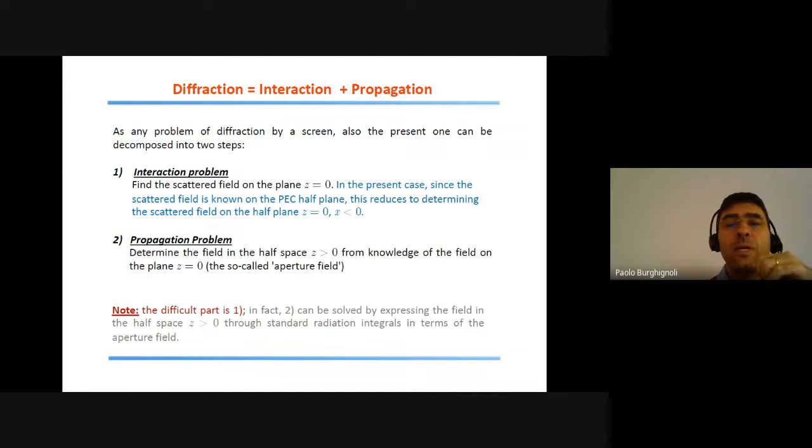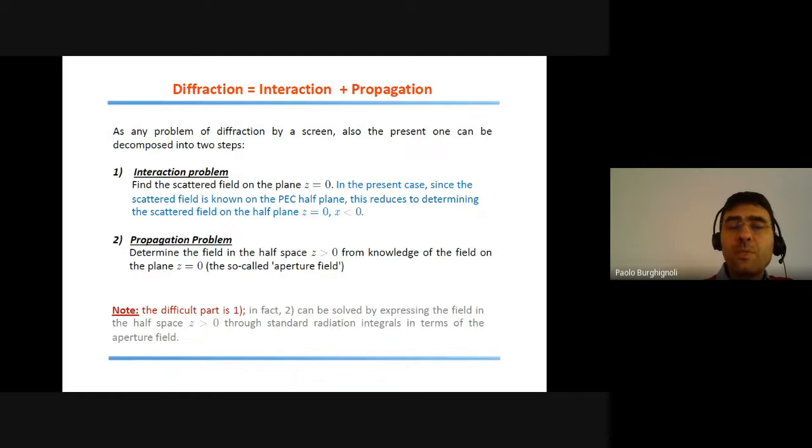And since in our case, the scattered field is actually known on the perfectly conducting half plane, because we know that there it must be equal and opposite with respect to the incident electric field, which is known, then the only unknown that remains to be determined is the scattered field on the remaining half plane, the half plane where x is negative. So the part of the plane z equals 0 where there is no metal.